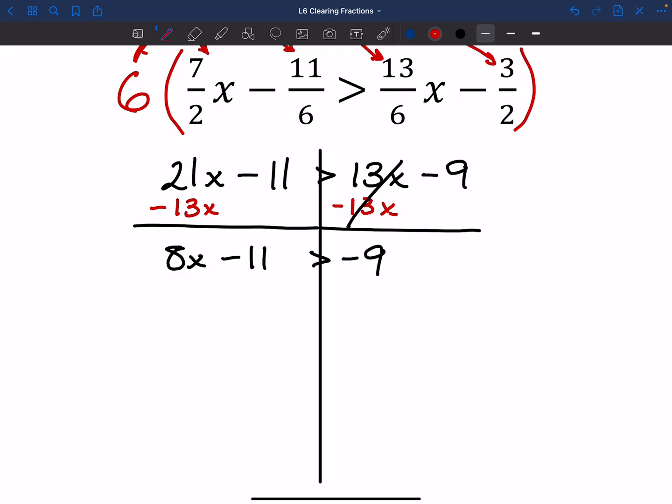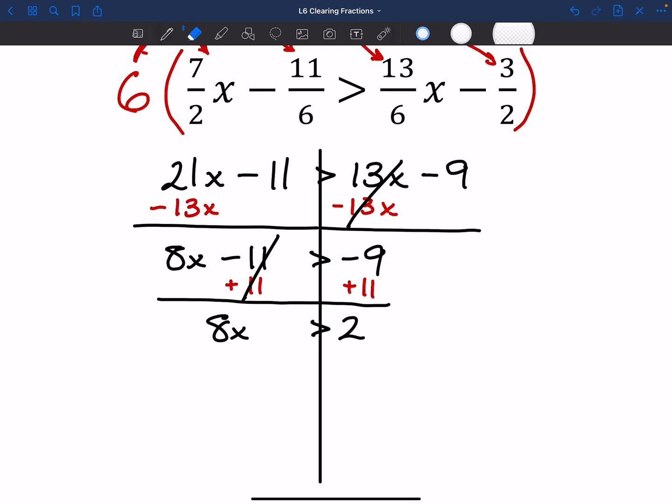After that, all my x's are over on the left-hand side, right? All 8 of them are over there. That means that I need to move this 11 to the other side. In this case, we're going to do that by adding 11 to both sides. So we're going to get that 8x is greater than 2. And again, so far we haven't multiplied or divided both sides by a negative, so our sign is still facing the same way. And I think based on what we've got here, it's going to stay that way. We have 8x, so let's divide by 8 to get rid of the 8.